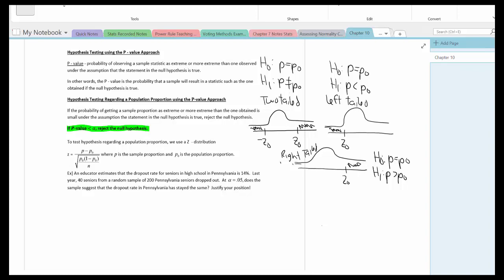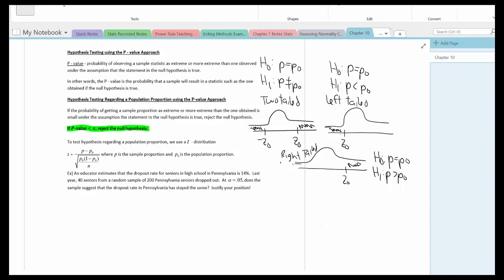So to test hypotheses regarding the population proportion, we use a z distribution, and I've given you the particular formula. Now, in another video, I'll show you how to use the z table in order to use this particular formula to determine what to do. But on the side, I've come up with the 3 different types of tests that you can have: the two-tailed, the left-tailed, the right-tailed, what it would look like with a picture using the z value, and how you'd write out the null and the alternative hypotheses.